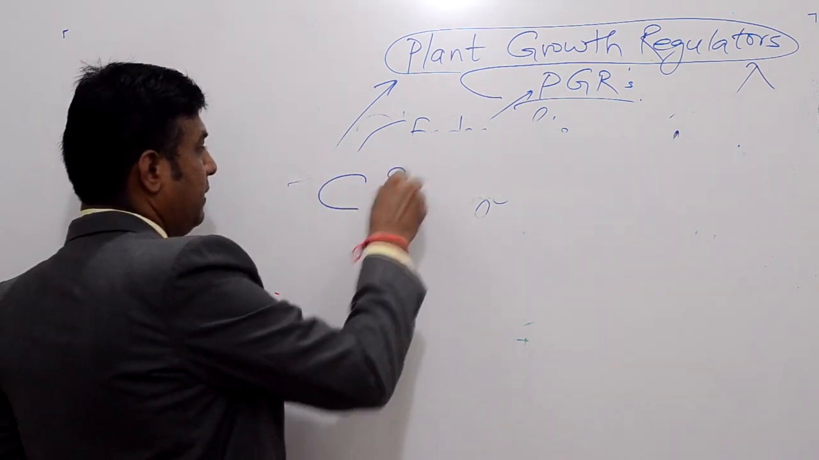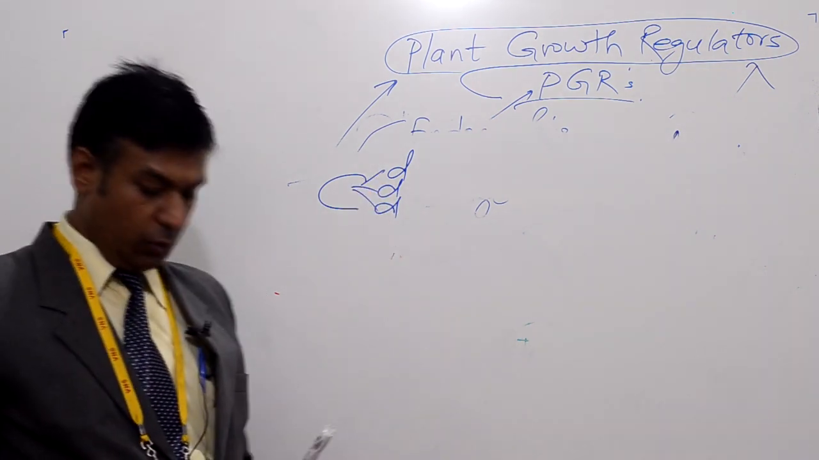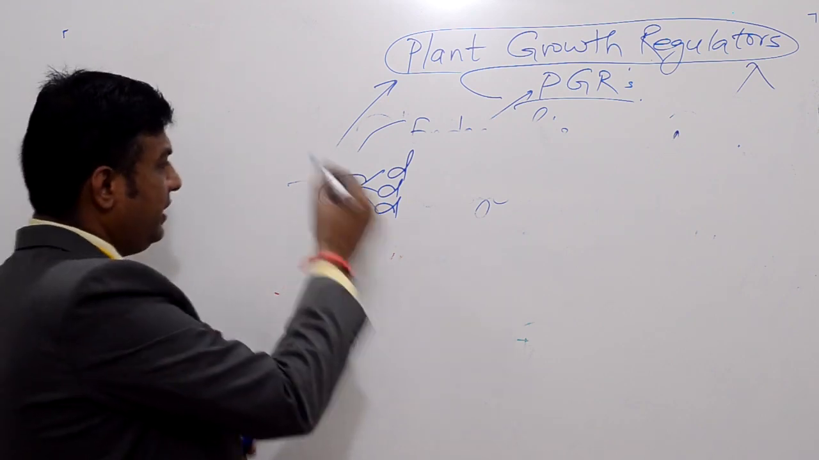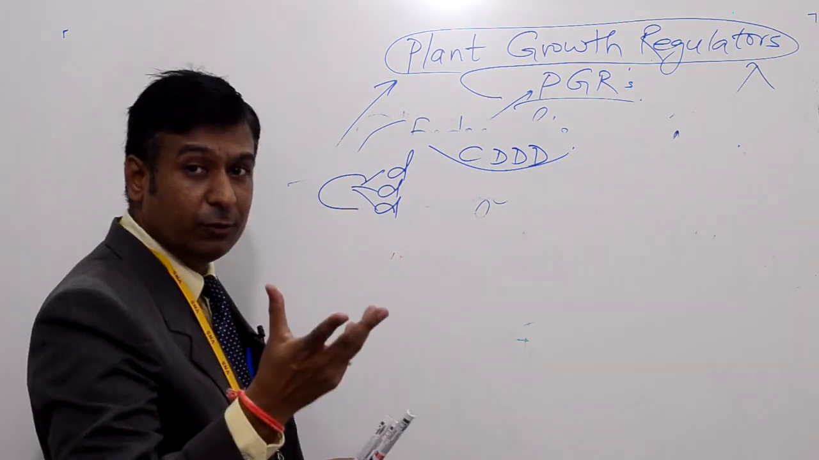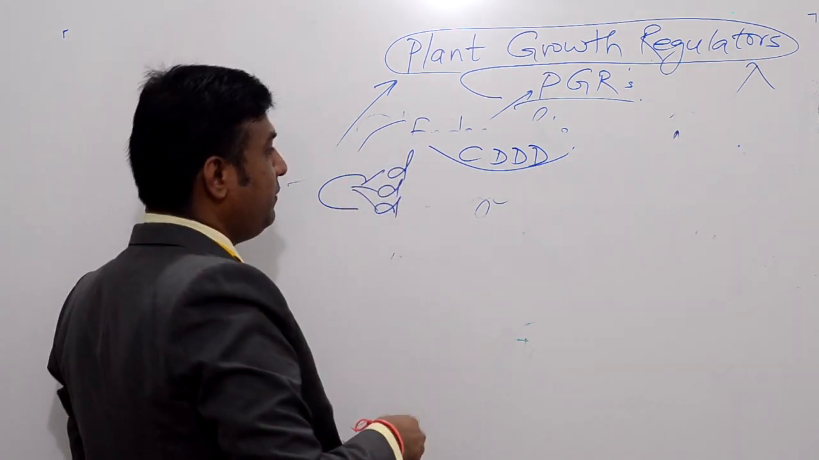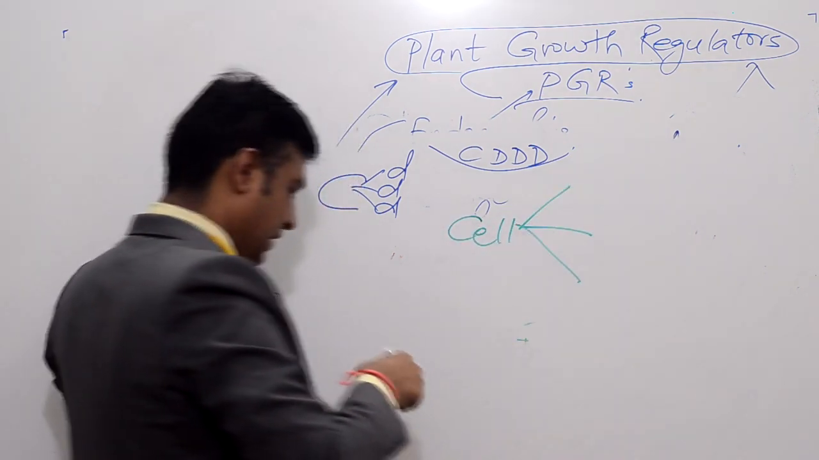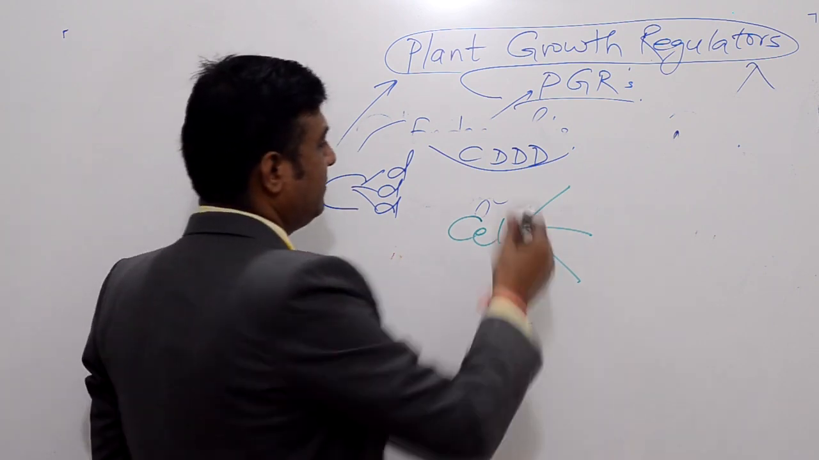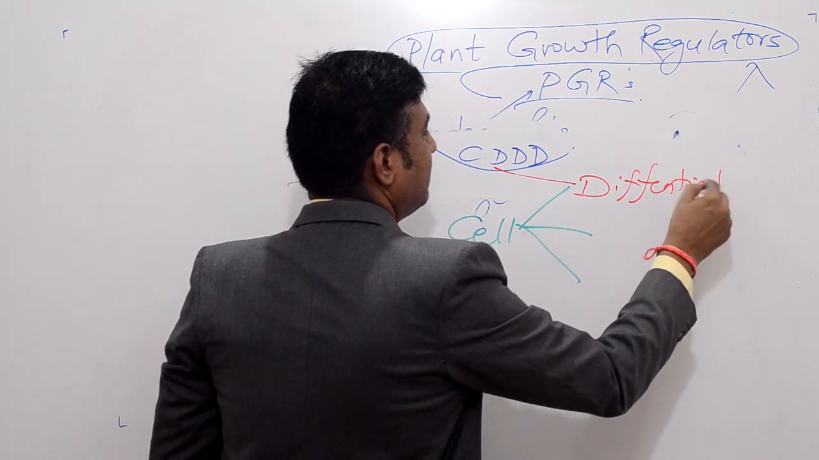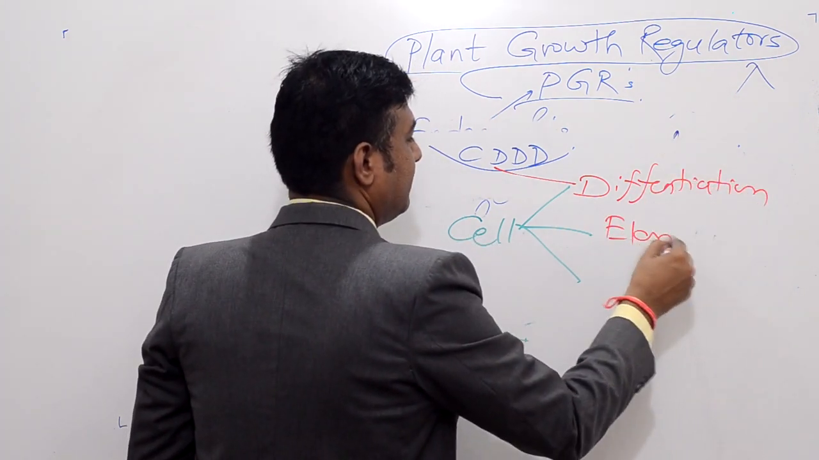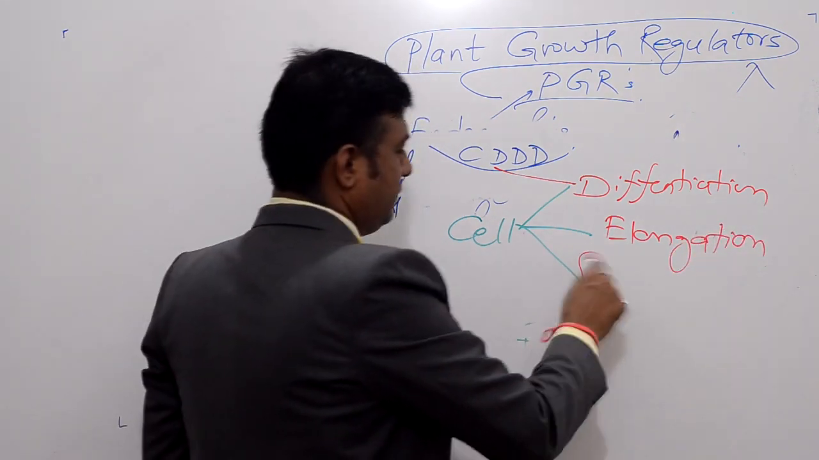How? CDD approach. These are the functions of cell. CDD approach हमने बोला how it is. एक कंप्यूटर एडेड डिजाइनिंग होता है CADD, but it is not that here. Here what we see is that C is for cell and the different D's are for differentiation, elongation, and dedifferentiation.